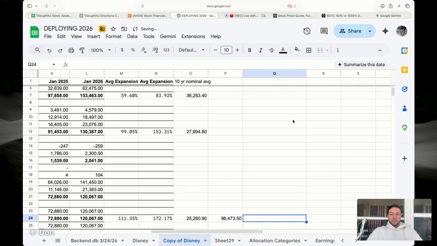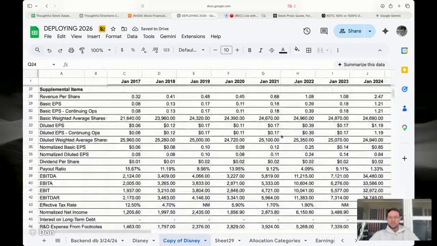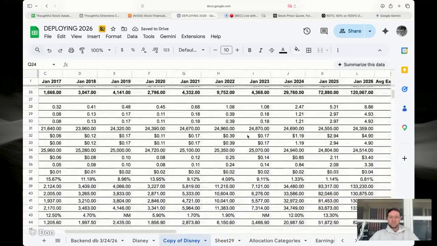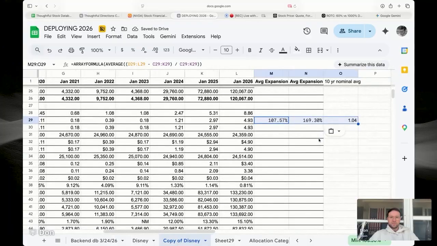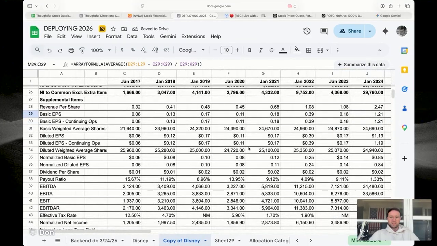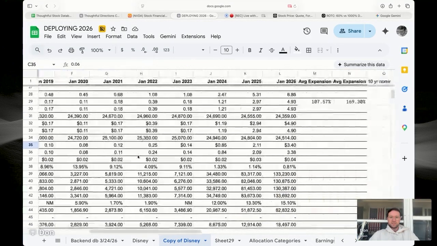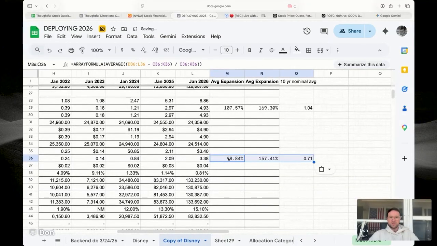It's crazy. It's so good. These numbers are off the charts. Normalized diluted earnings is probably the most true representation. It's just crazy. It's crazy.